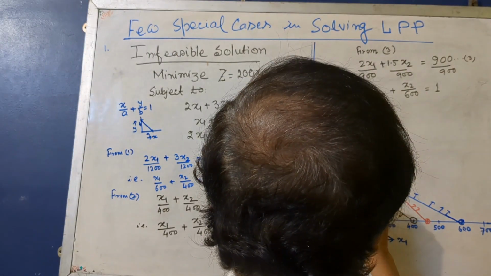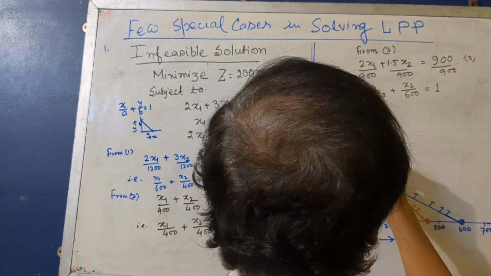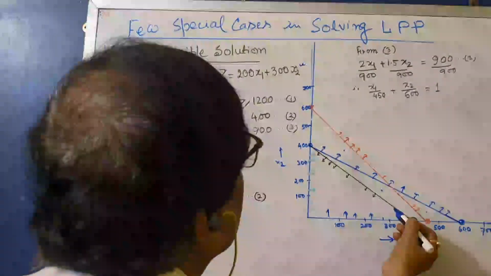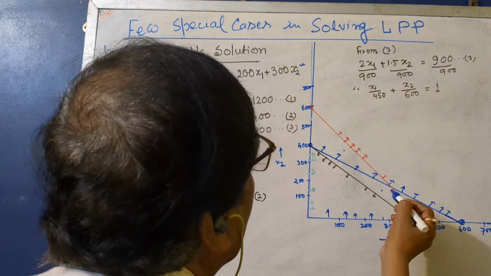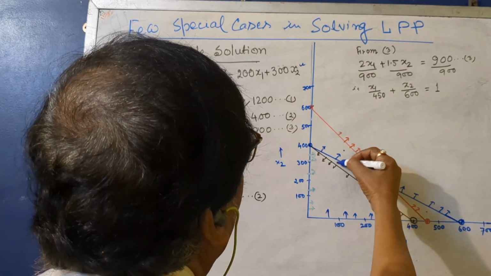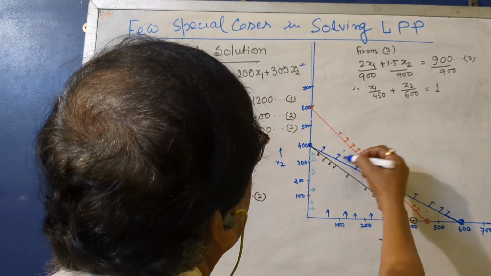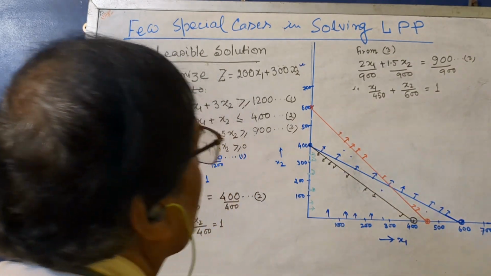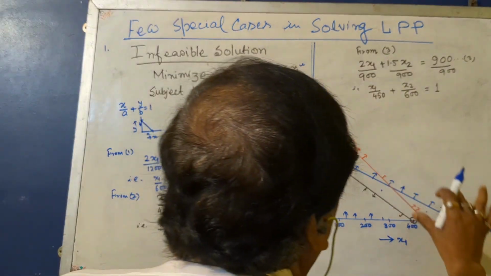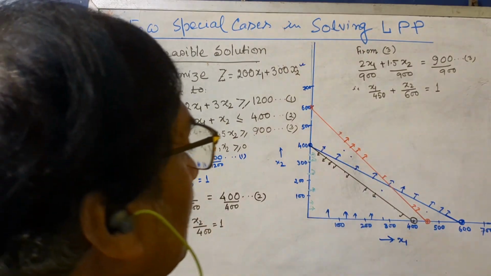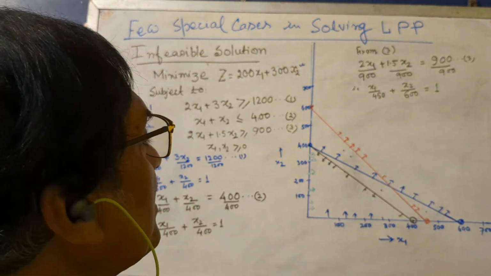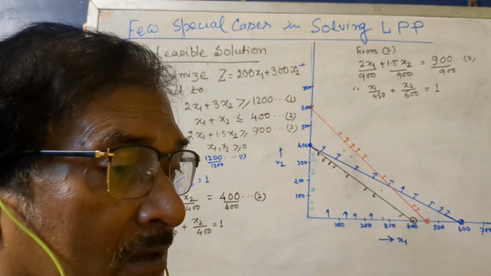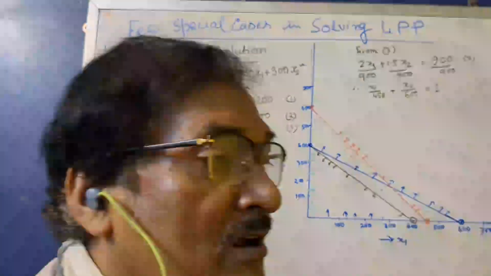Then you see here are the points which are outside these constraints. This constraint will not be satisfied in this place, and this constraint, as it is a lower direction, is not satisfied. In this way, all the constraints have not covered any common space. That means there is no common feasible area where all the constraints are satisfied.